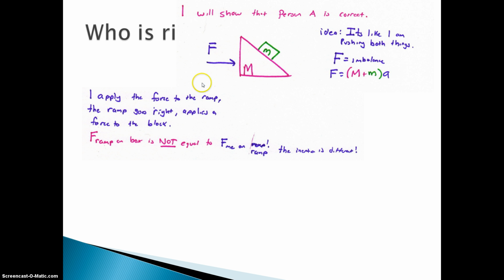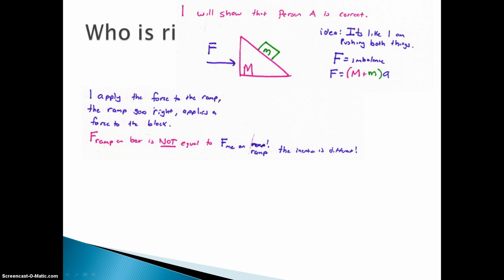If I apply a force to the ramp, it goes right, and it also applies its own force to the block. But the force of the ramp on the block is not the same as the force of me pushing on the ramp, because the inertias are different. So if I push 100 newtons on the ramp, it is not going to push 100 newtons on the block. It's going to be very different because of different masses involved.